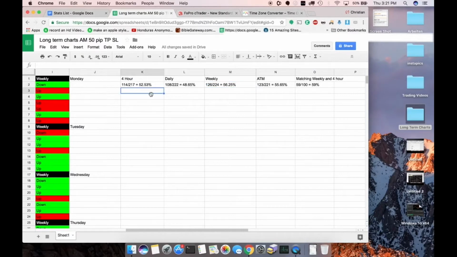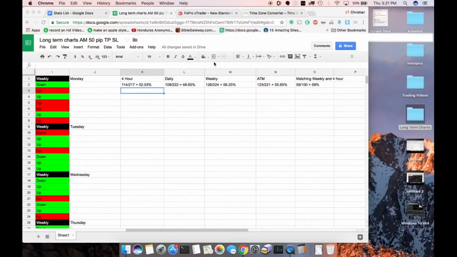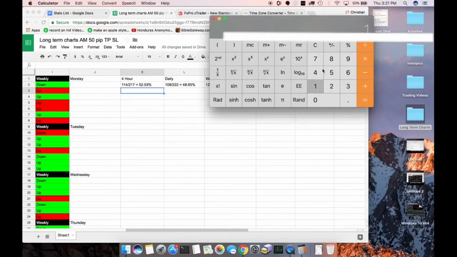This is profitable. Let me just show you the way you find this out. I have 114 wins. 217 total trades minus 114 wins is 103 losses, okay? So you have 114 wins minus 103 losses. You have a net 11 wins. That's times 50 pips. You have 550 pips.